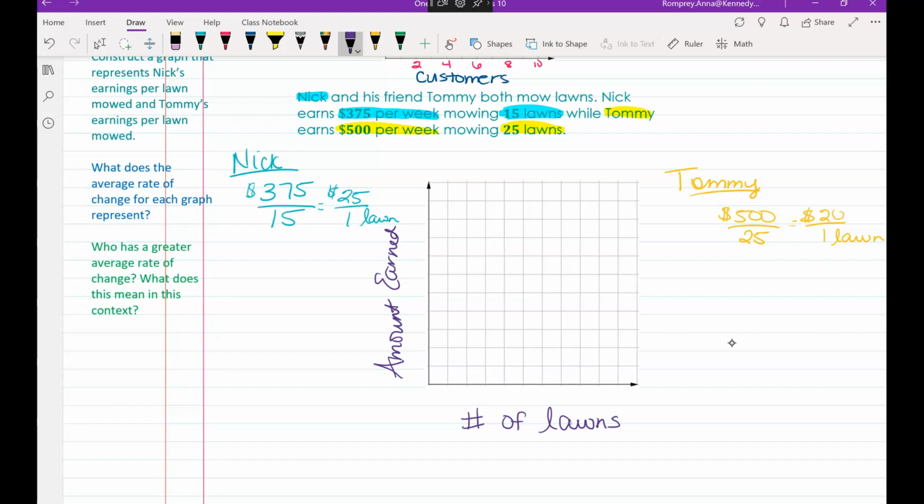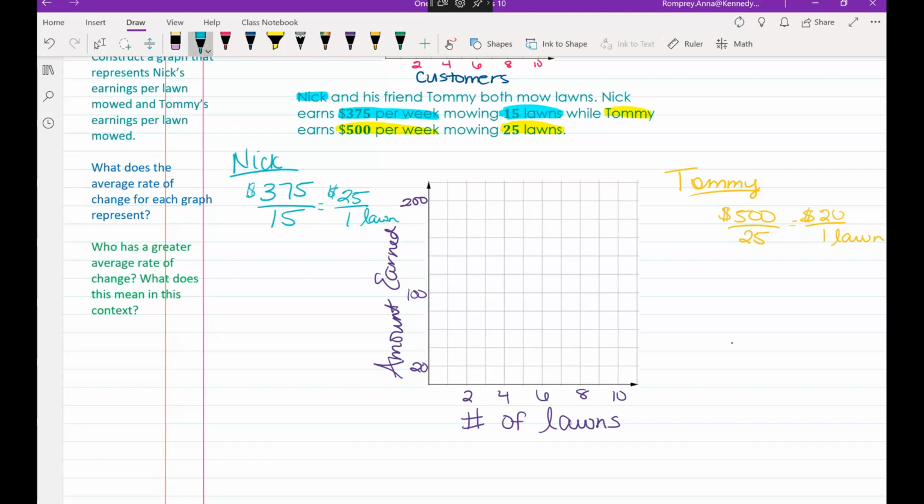So number of lawns, 2, 4, 6, 8, 10. I'm just going to go ahead and number by ones. Okay, so amount earned. So I've got 20s and 25s. I'm going to go ahead, because I know 25 will go into 100 evenly, and number by 20s. So 20, 40, 60, 80, 100, 20, 40, 60, 80, 200. I know this is not showing all of our points. We're just looking to see the trends in the data.